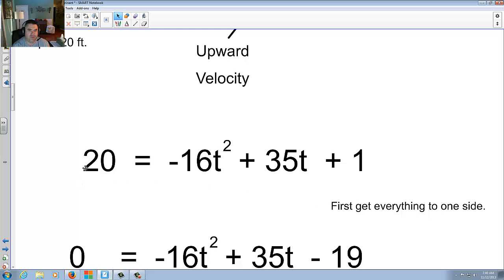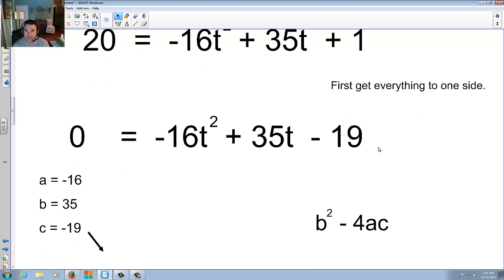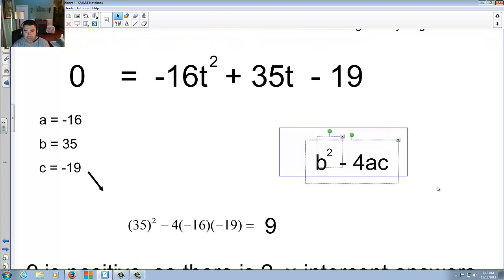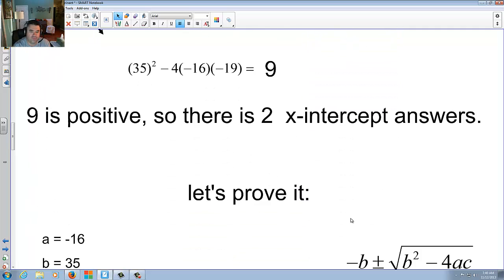First, we got to put everything to one side. So I'm going to take this 20 and minus 20 to both sides, which I did. Then ABC. A is negative 16, B is 35, C is negative 19. Now, this part's the discriminant here. And so by plugging that in, I see 9 is positive, so there are 2 x-intercepts. Well, that makes sense because it's a parabola, so it's going to be somewhere on a graph. Well, let's go further.